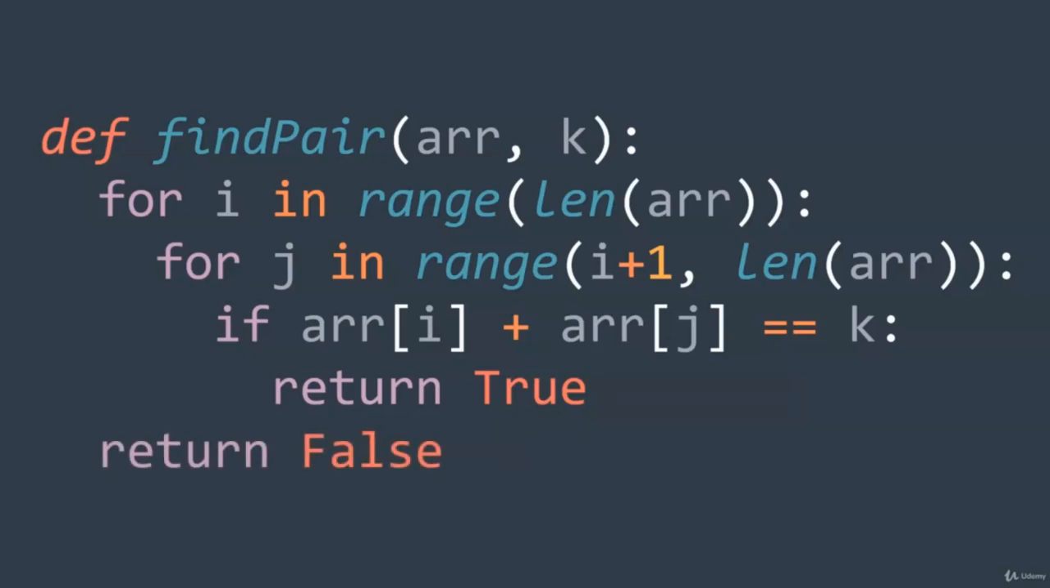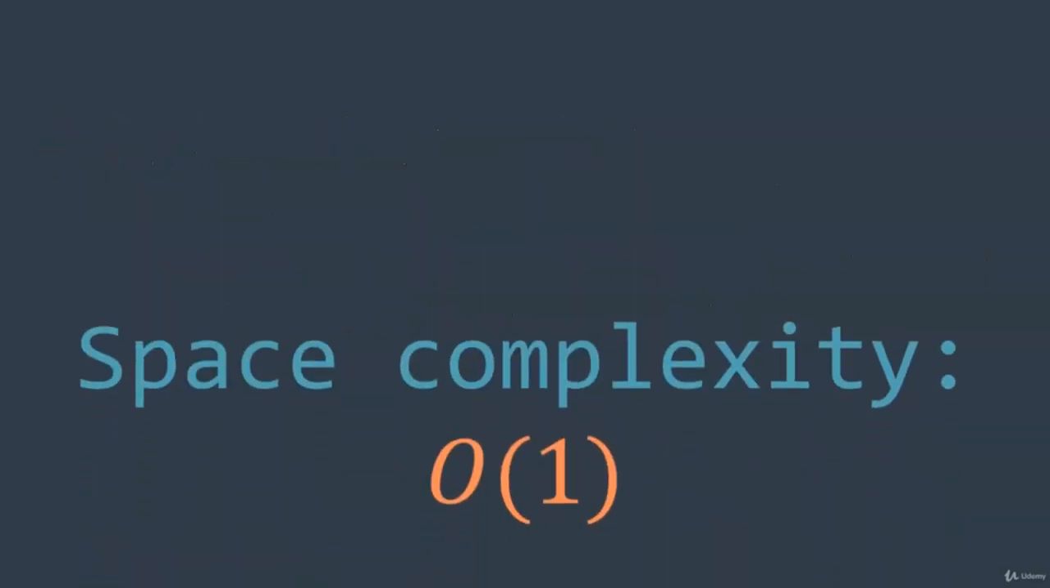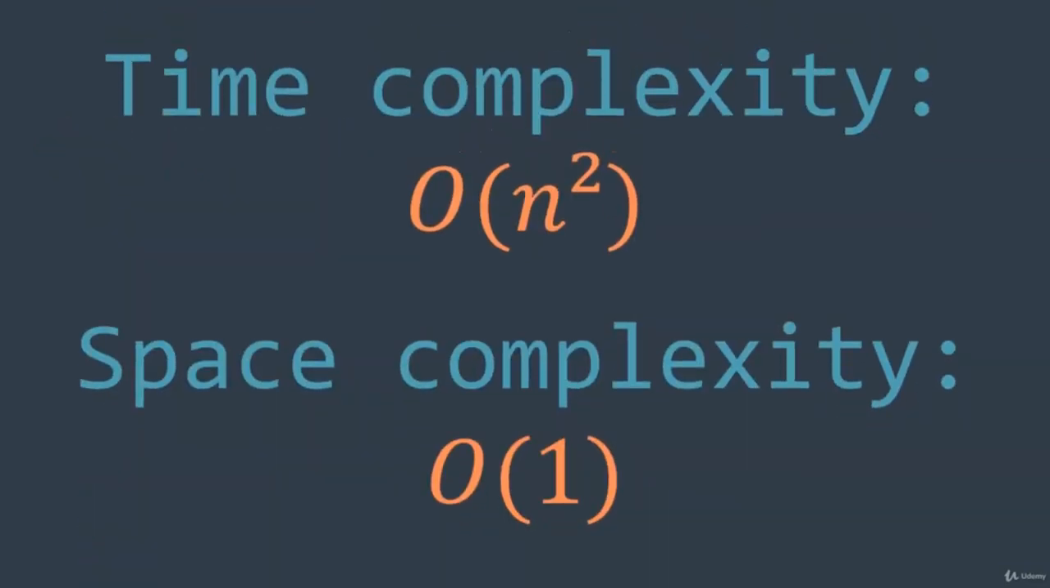This solution works, but it's not the best one, because even if it has a constant space complexity, it also has a time complexity of O of n squared, because of the two for loops, which is not the best one for this problem, so let's search for another solution.